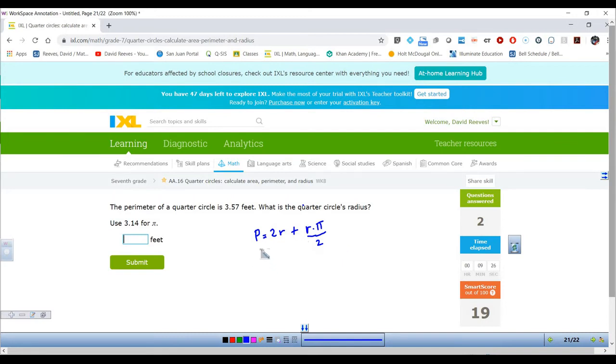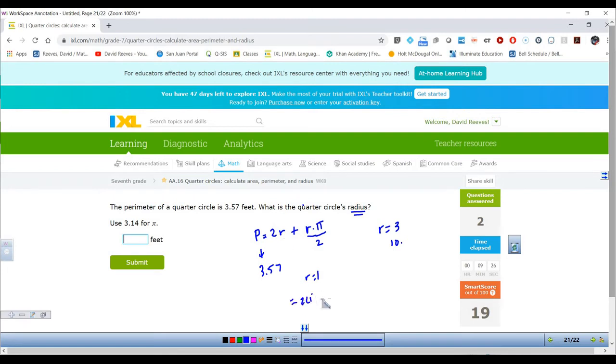Okay, and we know that that perimeter is 3.57, and they're asking us for the radius. Well, do you remember when we did a radius of 3? Do you remember we got 10 point something, right? We're all the way down to 3.57. I'm thinking radius of 1 is going to do it, aren't you? Are you thinking a radius of 1? So let's try that. Let's try putting in 1.